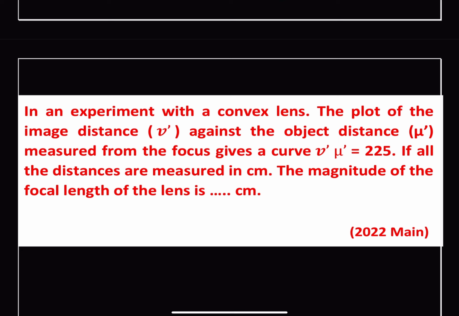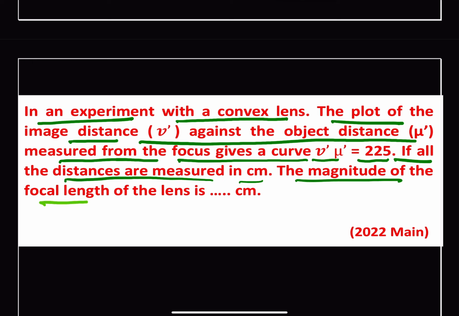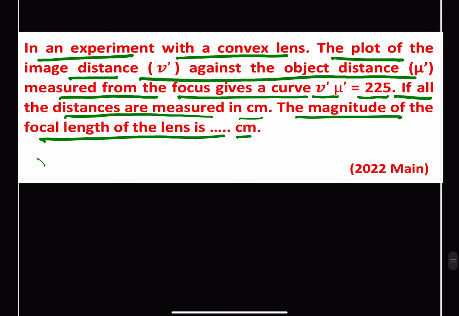And it states that in an experiment with a convex lens, the plot of image distance v prime against the object distance u prime measured from the focus gives a curve v prime multiplied by u prime is equal to 225. If all the distances are measured in centimeters, the magnitude of the focal length of the lens is, you have to find out the focal length, and this is directly based on Newton's formula, which states that the product of the image distance and object distance will be equal to the square of the focal length.